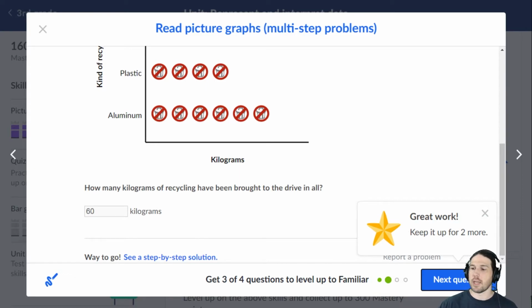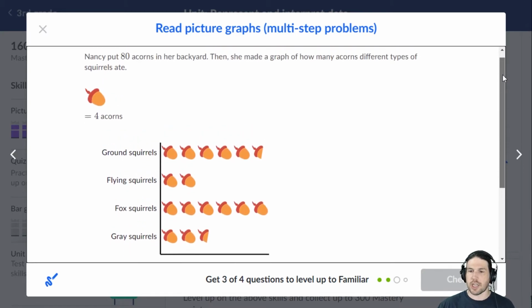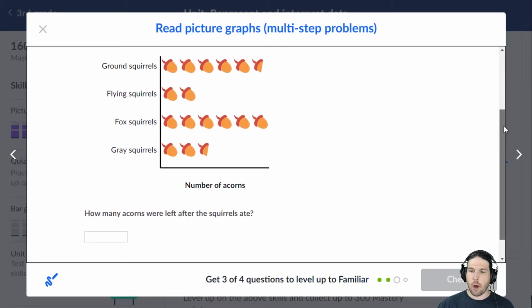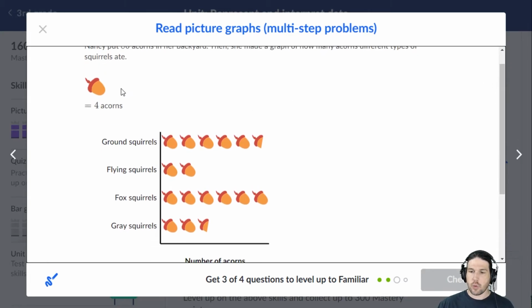Multiplication. Moving on. Nancy put 80 acorns in her backyard. Then she made a graph of how many acorns different types of squirrels ate. Wow, she's got a lot of squirrels. Okay, so how many acorns were left after they ate? Okay, so hold on. If each one of these is worth 4, then we've got 1, 2, 3, 4, 5. I'm going to skip the half for a second. 6, 7, 8, 9, 10, 11, 12, 13, 14, 15, and then 16 because the 2 halves make 1 whole.